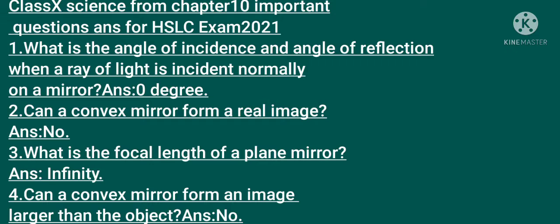The question 1 is, what is the angle of incidence and angle of reflection when a ray of light is incident normally on a mirror? And the answer is 0 degree.